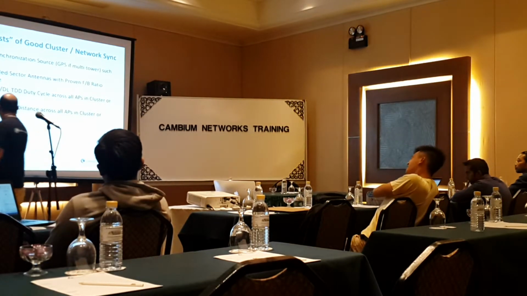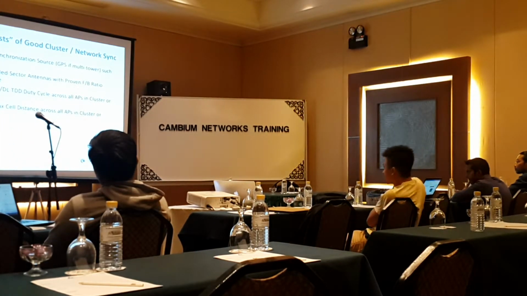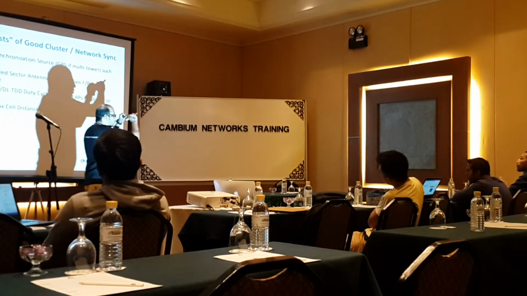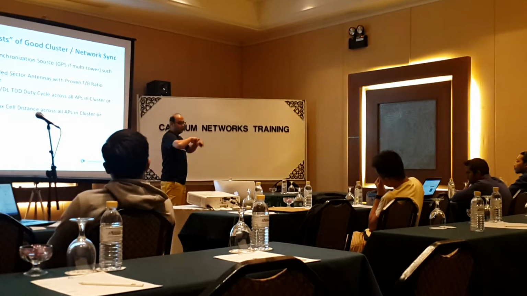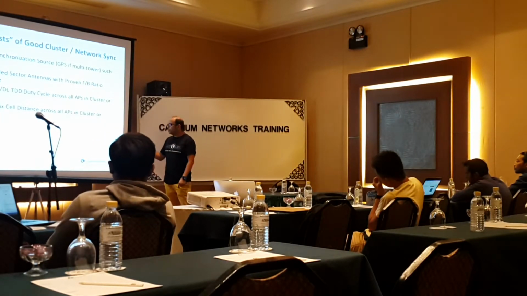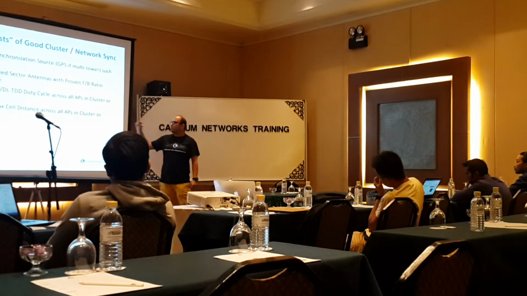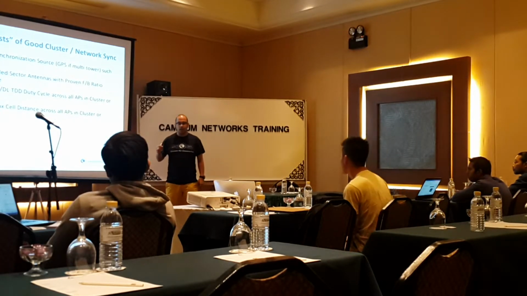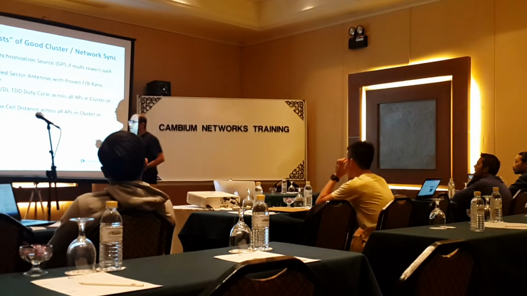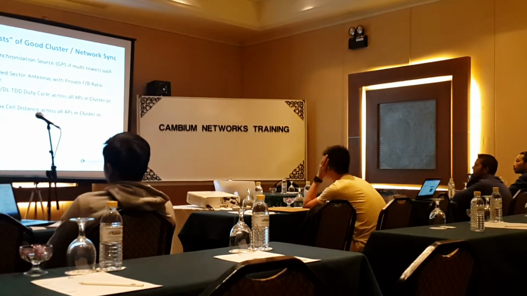Common max cell distance across all APs. This is also an important option. In configuration, under the configuration radio menu, you have the option called max cell distance. It means you can limit the maximum coverage. For example, if this is your AP and you set max coverage to 5 kilometers, then if the user is at 6, they cannot connect.